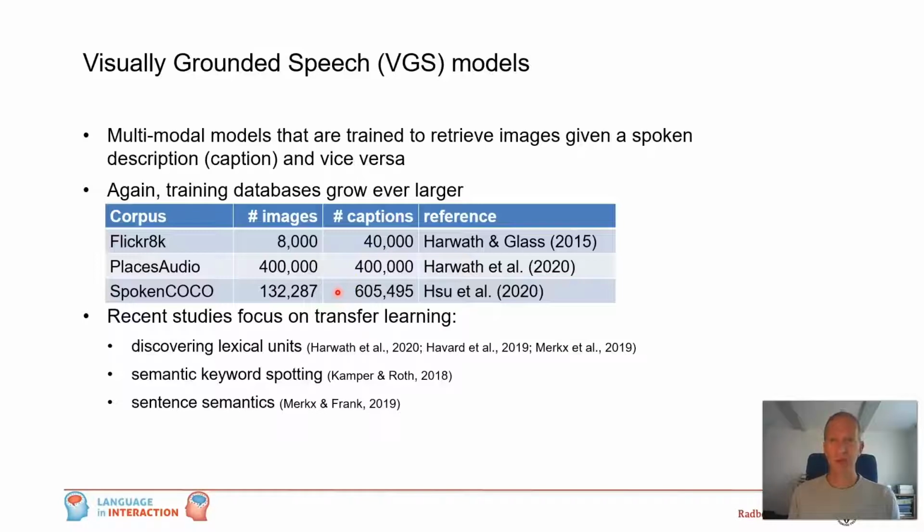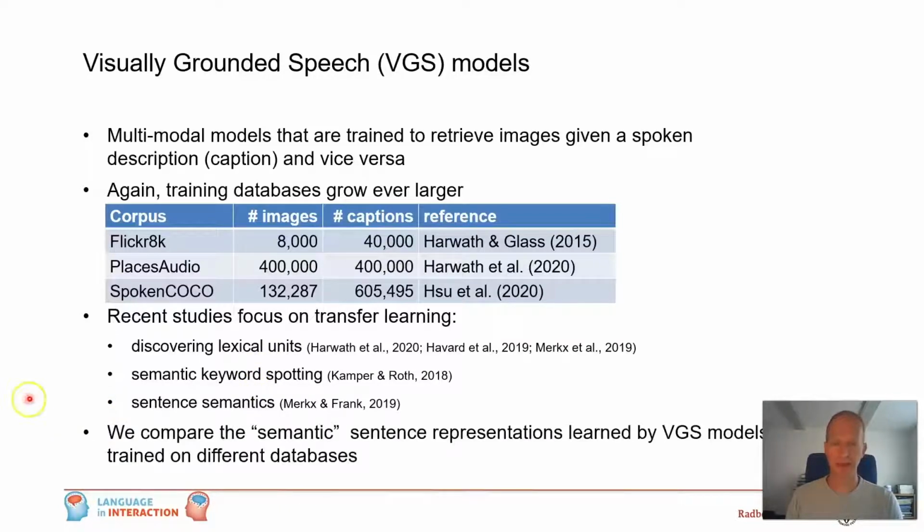When it comes to VGS models, too, the training task is often not of interest, but people are interested in what these models can do when they have been trained. For example, can they discover lexical units such as words? Can they spot keywords? And what have they learned about the meaning of sentences? And it is this last transfer learning task that's also the topic of this talk. So what we're going to do is take a VGS model and look at the sentence semantics that it develops and how that varies with the training database.